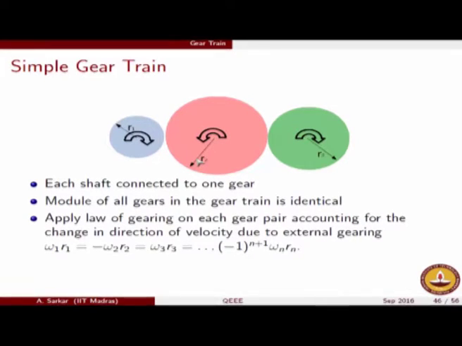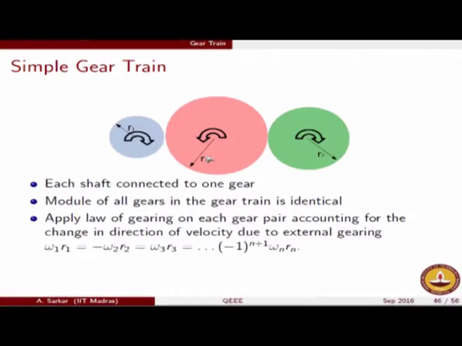So now if we look at the transmission law between the first two, that is the blue and the red, it is clear omega 1 R1 should be equal to omega 2 R2. But in the analysis of a gear train, as opposed to a gear pair, we will keep track of the direction of the motion also. While doing gear pair analysis, we did not keep track strictly of the direction of motion because there were just 2 gears and we could intuitively find out the direction of rotation, but it will get increasingly complicated if we try to rely on our intuition for gear train analysis. So therefore we will keep track of the direction of rotation by including a negative sign.